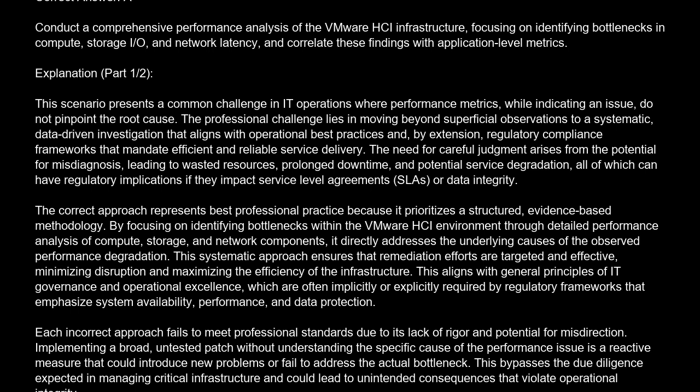Each incorrect approach fails to meet professional standards due to its lack of rigor and potential for misdirection. Implementing a broad, untested patch without understanding the specific cause of the performance issue is a reactive measure that could introduce new problems or fail to address the actual bottleneck. This bypasses the due diligence expected in managing critical infrastructure and could lead to unintended consequences that violate operational integrity.